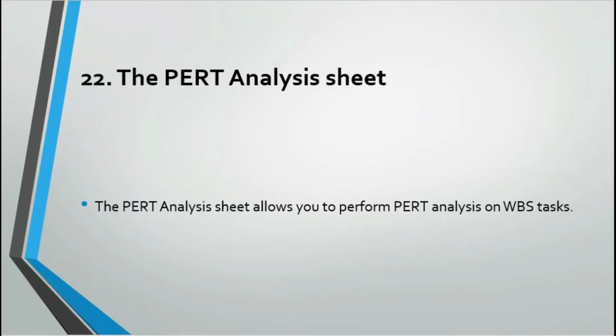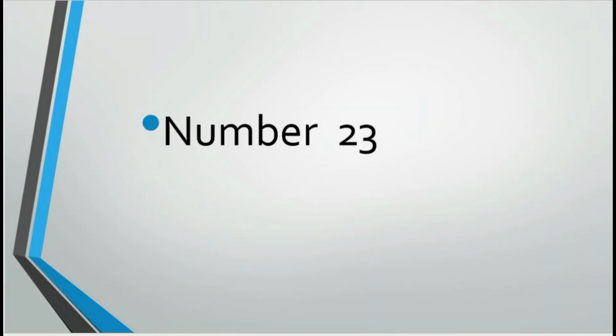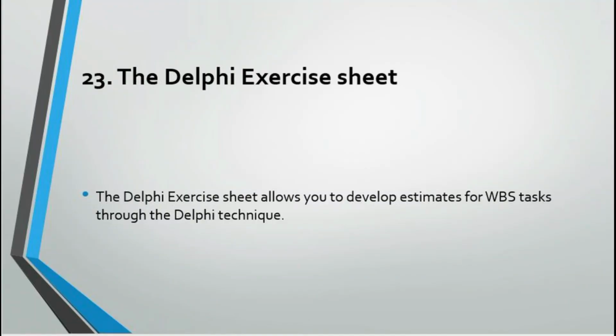And then number 22 is the PET analysis sheet. This allows you to perform the PET analysis on the work breakdown structure tasks. And then number 23 is the DEFI exercise sheet. This one allows you to develop estimates of the work breakdown structure tasks through the DEFI technique.